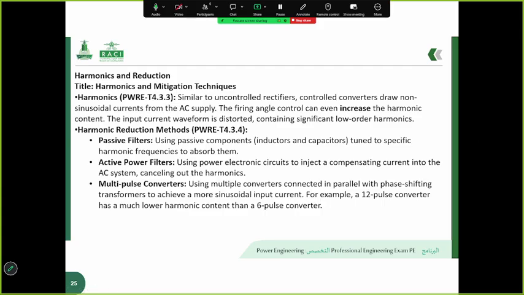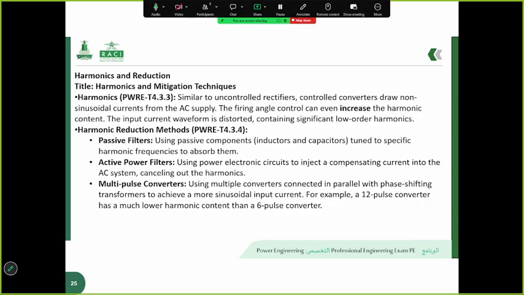So this slide explains the issue of harmonics in controlled power converters and presents common techniques used for harmonic reduction. Controlled rectifiers draw non-sinusoidal currents from the AC supply because the switching action of thyristors distorts the input current waveform. The use of firing angle control, although useful for regulating the output voltage, can further increase harmonic distortion, especially low order harmonics that negatively affect power quality, system efficiency, and electrical equipment performance.